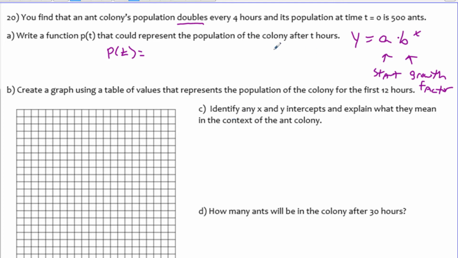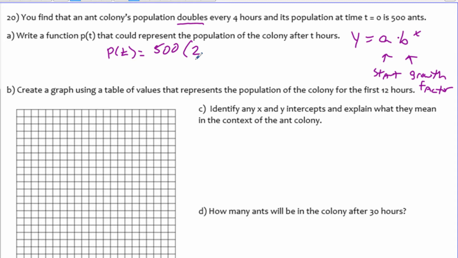So our starting value, they tell us, at time t equals 0 is 500 ants. Okay? So I'm going to replace a with 500. My b value in this case is 2 because I see the word doubling, so I'm going to say 2. Be careful, okay? I know we've done a lot of problems that had percents in them, and we did 1 plus the value, like 1 plus 4% would be 1 plus 0.04. This is not a percent problem. We're not increasing by 2% or something like that.